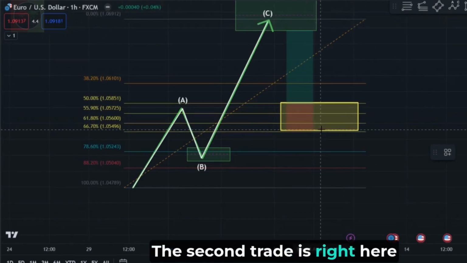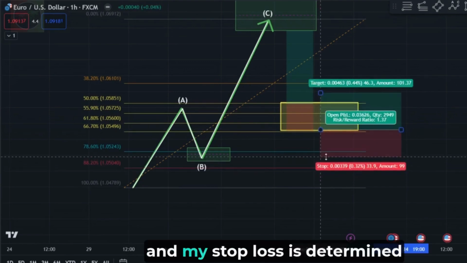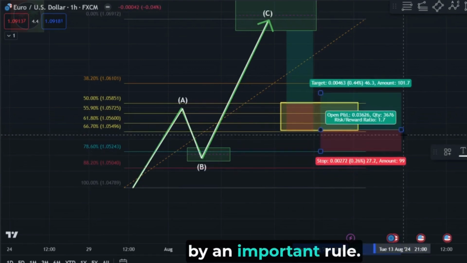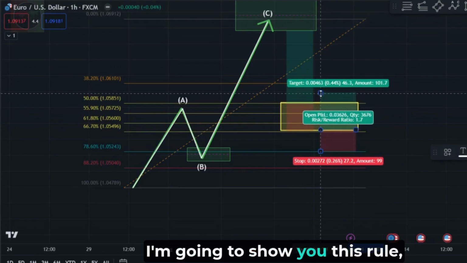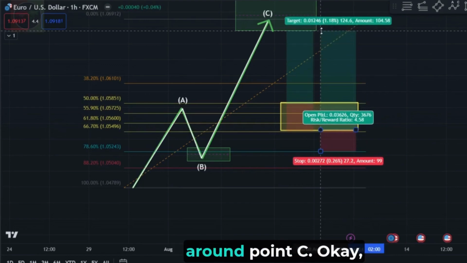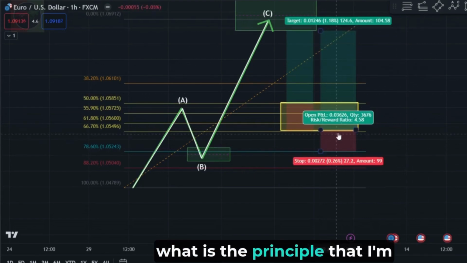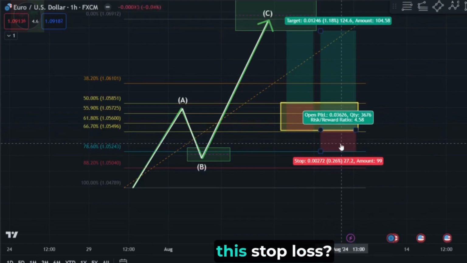The second trade is right here at the bottom of the area like this, and my stop loss is determined by an important rule. I'm going to show you this rule, and my take profit is always around point C. Okay, what is the principle that I'm going to rely on to determine this stop loss?